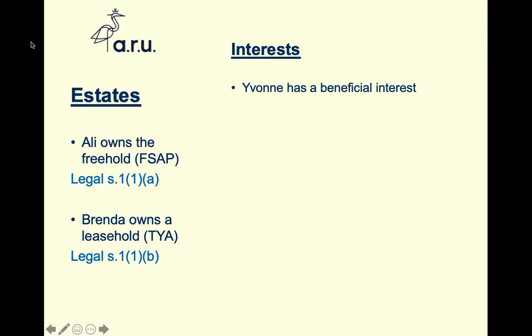As I discussed previously, Yvonne's 20% contribution to the purchase price, in the absence of her being on the legal title and sharing the fee simple absolute in possession ownership with Ali, means she will only have a beneficial interest. That's not listed in Section 1.1. It's not listed in Section 1.2 as a legal interest or capable of being a legal interest. It can only ever be equitable under Section 1.3.